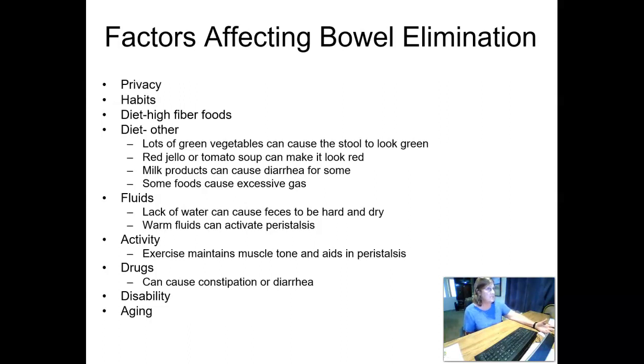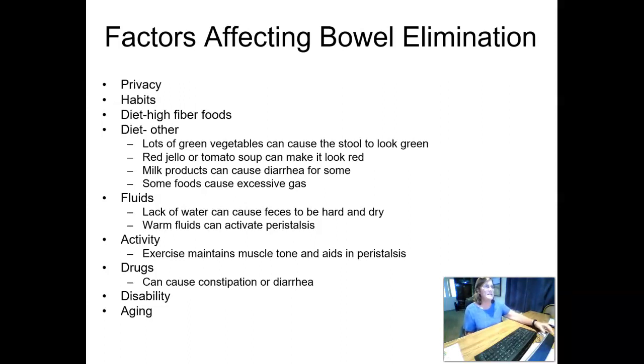We mentioned green vegetables can cause the stool to look green. Red Jell-O or tomato soup can make it look red. Milk products can cause diarrhea for some or excessive gas for others. So we need to find out if there are certain dietary restrictions or certain foods that make them feel very uncomfortable. We can always try to avoid that for them.